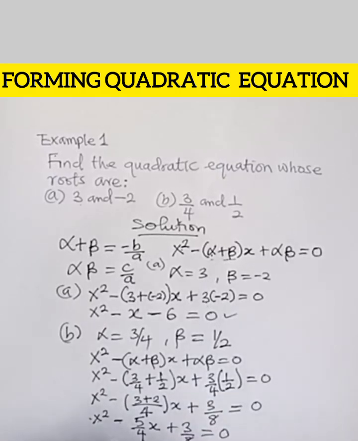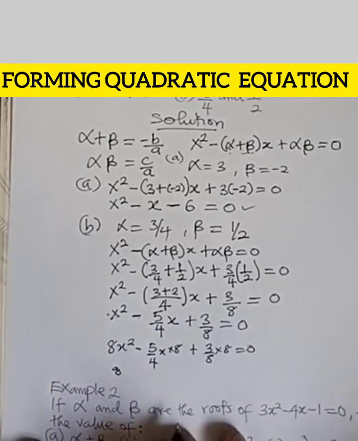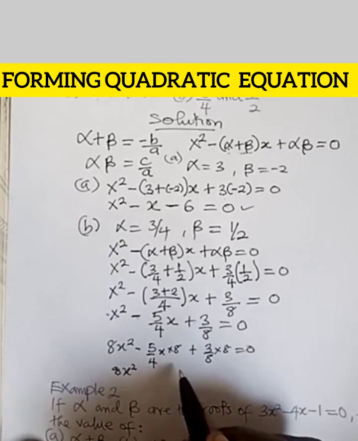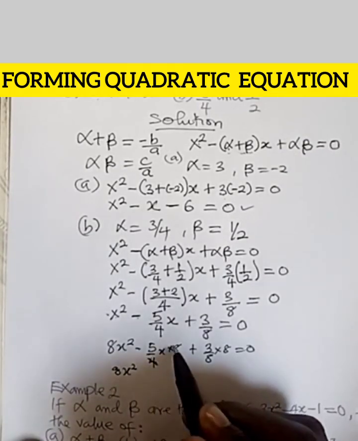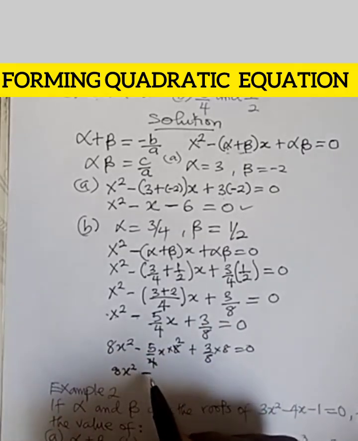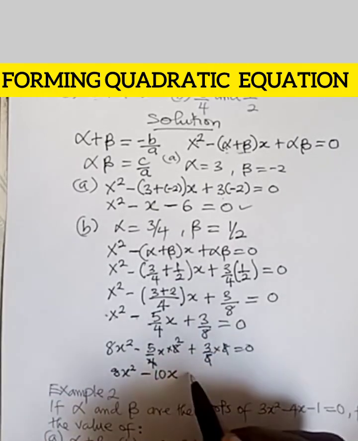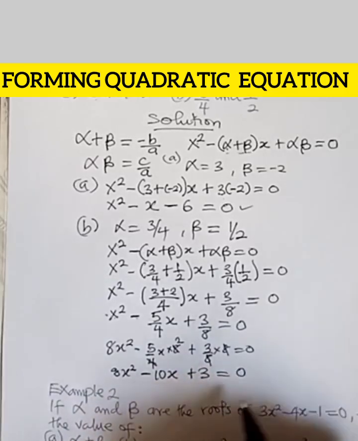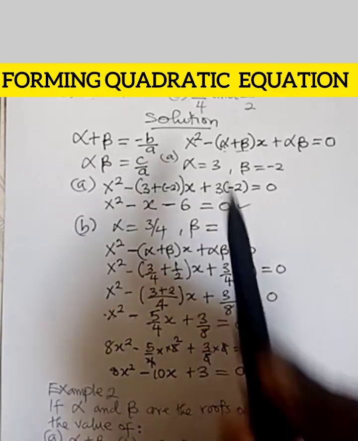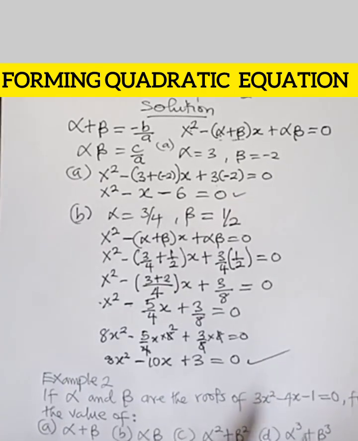Then I will have 8x squared. Then 4 into 8 is 2, this times 5, I will have minus 10x. 8 cancels 8, I will have plus 3 equal to 0. So this will be our quadratic equation that is formed here. Alright, so if we proceed to example 2.